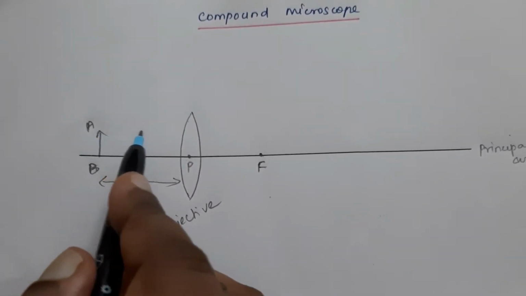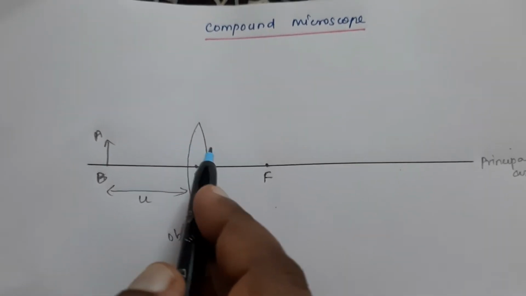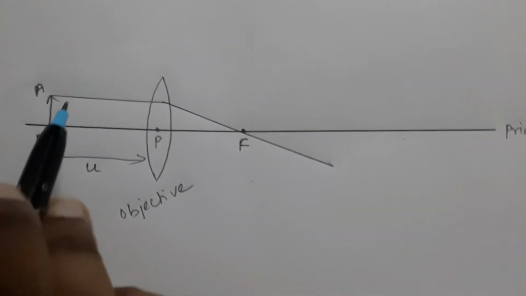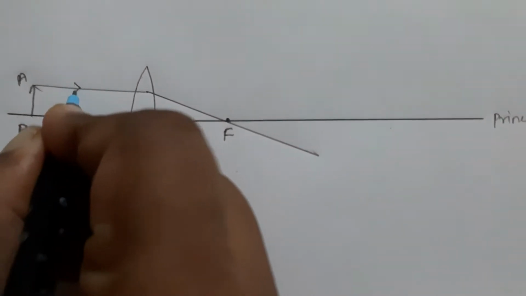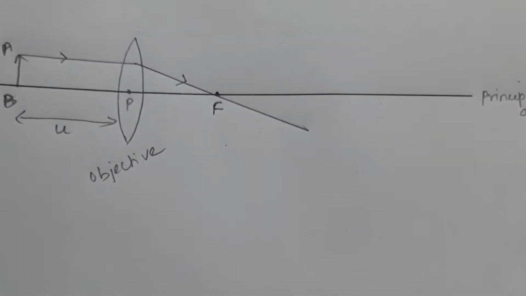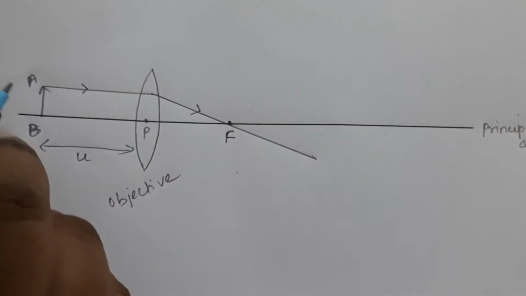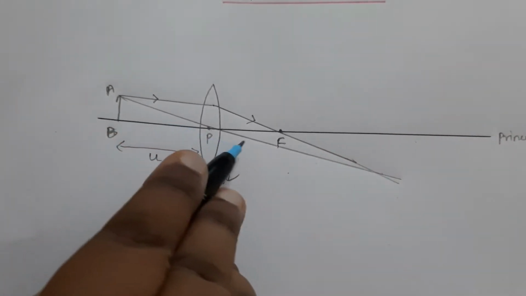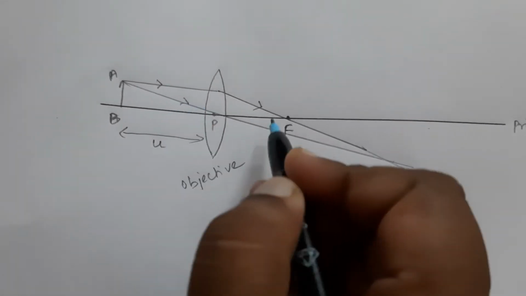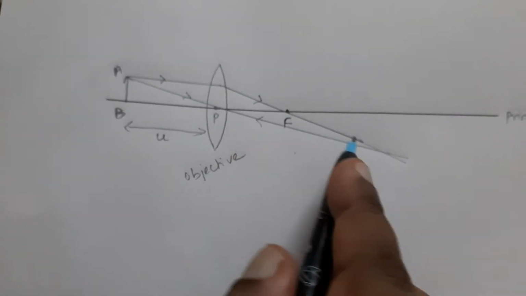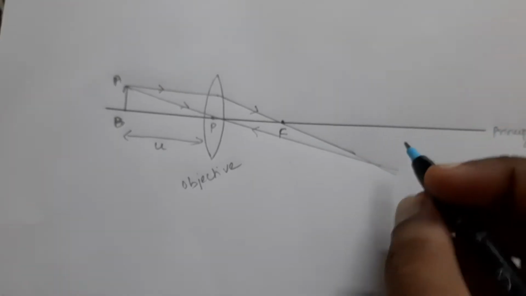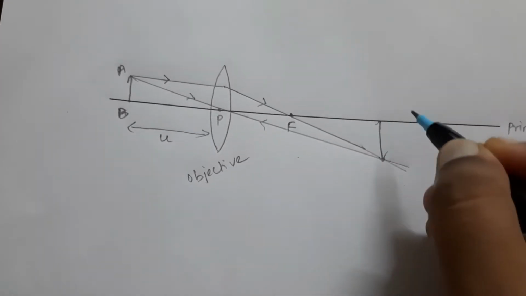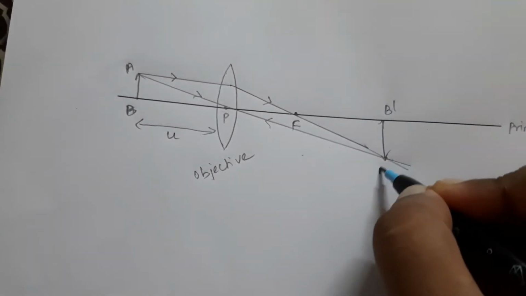Now I draw a line from the object which is parallel to the principal axis. The ray which is parallel to the principal axis will pass through the focus. Now I am going to draw a ray which is passing through the optical center. The ray passing through the optical center retraces its path. Now these two rays are joining together here, and you will be getting the image at this point. I can mark this as B dash, A dash.